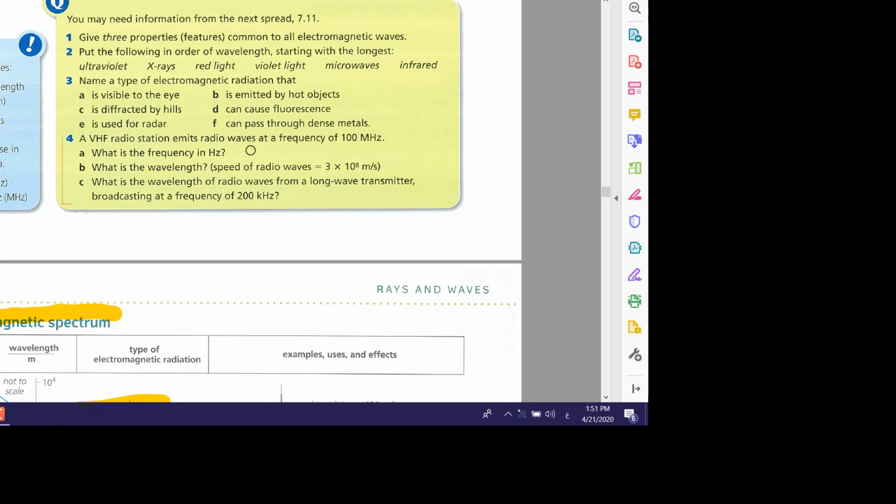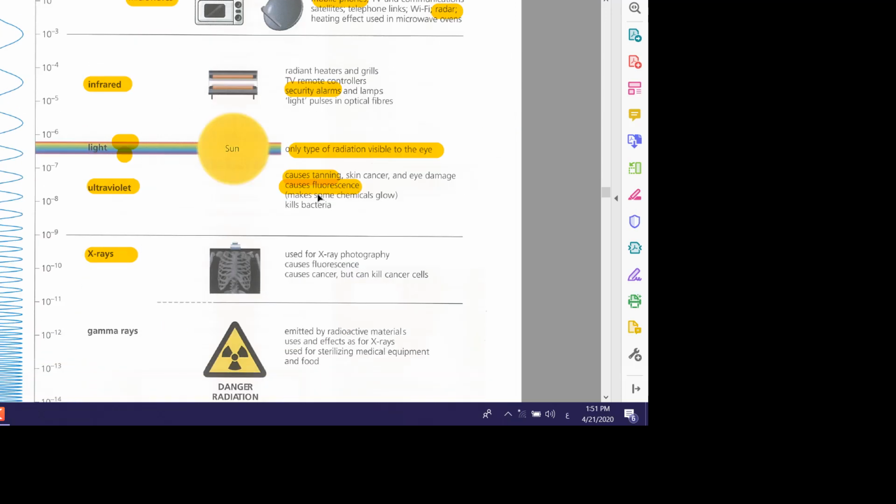Then the last one, can pass through dense metals. Can pass through dense metal. So the answer here is, you can say either X-ray or gamma rays. And it's used for sterilizing medical equipment.